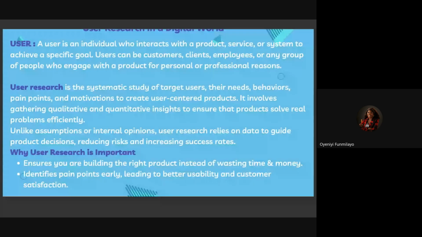So unlike assumptions or internal opinions, user research relies on data to guide product decisions, reducing risks and increasing success rate. So in your user research, there's nothing like "I think" or "he asked me to." We don't use that here. What we do is we focus on data. What are the numbers saying? Do they want product A or product B? Based on what we have, you can see that it is heavily data-driven.